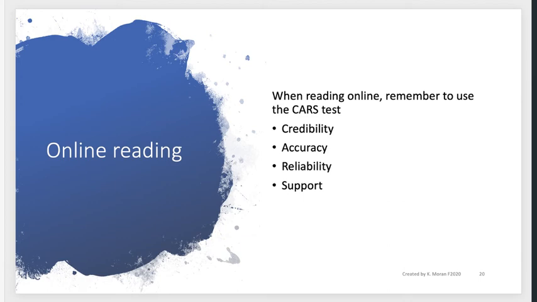Facebook is an example of a place where you can get lots of information. But when you're reading online, you want to remember to use the CARS test. Is the information you're getting credible? Is it accurate? Is it reliable or even reasonable? And is there support for this?